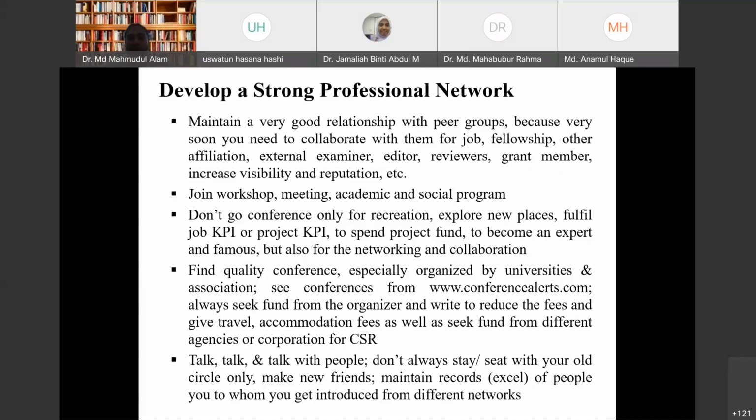So you can hang out with them, not just say hi, but also in a professional way: how to do good work, how to make something better, how to make some outcome jointly, because very soon you need to collaborate on many issues. For jobs, you need to go for good jobs or seek jobs, or even to fulfill the KPI, publications, fellowships, or other affiliations, or any types of external involvement. Nowadays, this is also included in our KPI.